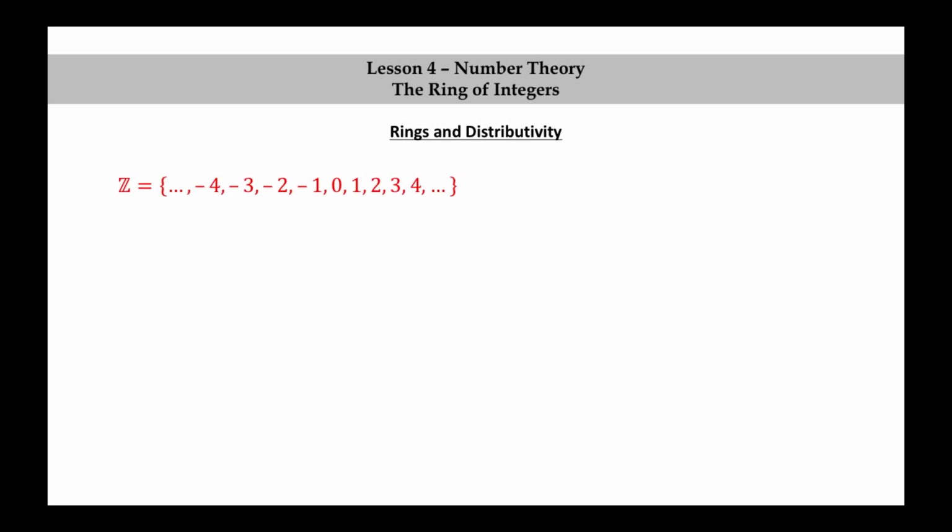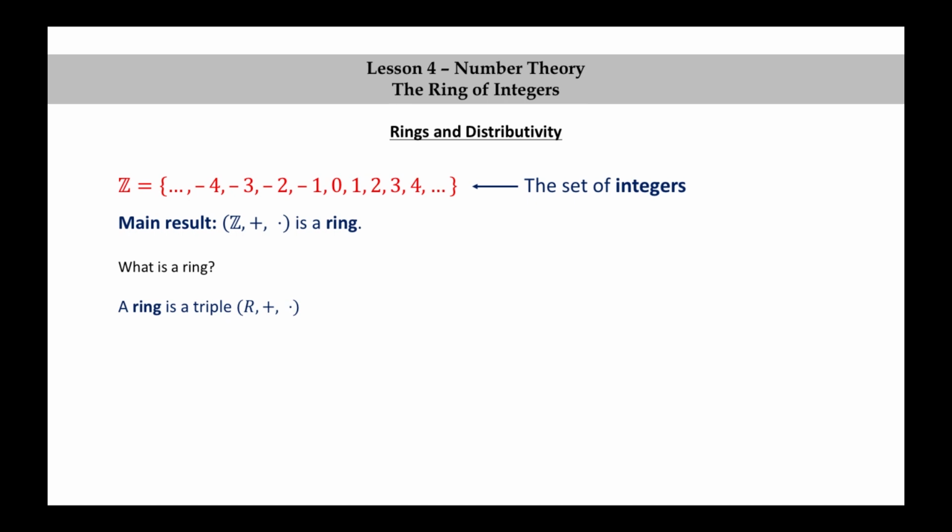Remember that Z with this special font is reserved for the set of integers, which includes all natural numbers 0, 1, 2, 3, 4, and their negatives, -1, -2, -3, -4, and so on. The main result of the first part of this lesson is that the set of integers, together with addition and multiplication, is a ring. So what is a ring?